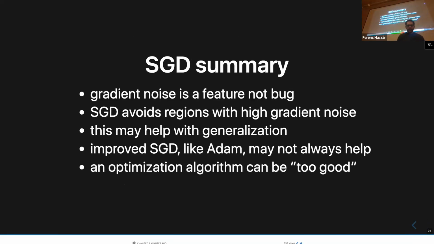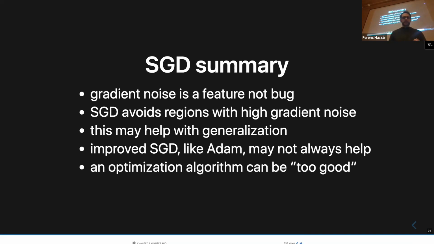So to summarize today, gradient noise is a feature, not a bug, or at least that's how we think about it now. We used to think of it as a necessary negative consequence of our hardware and other computational constraints, but it turns out to be potentially beneficial for learning. SGD tends to avoid regions of high gradient noise. I think we have that intuition, and I don't think it's incorrect. And this may help with generalization.